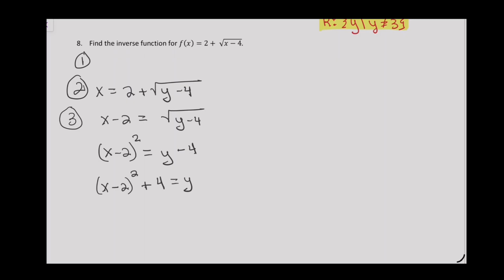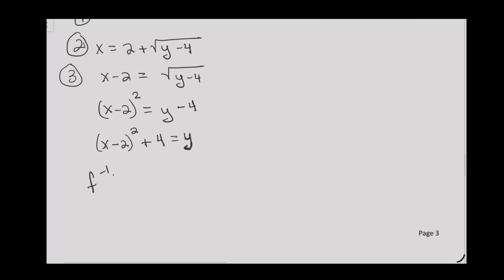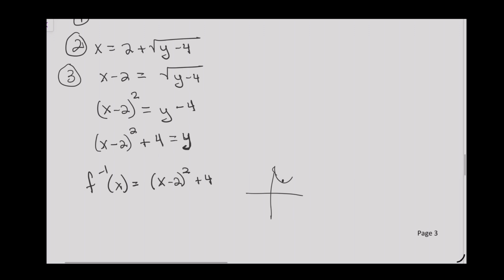Okay? So this is my inverse function. So instead of y, I'm going to call it f inverse. So my f inverse is the quantity x minus 2 squared plus 4. Now, this is a quadratic. If we graphed this, we are going to have a quadratic. That's not 1-to-1. So that's not good. Okay? So we need to definitely state some things about the domain and the range.